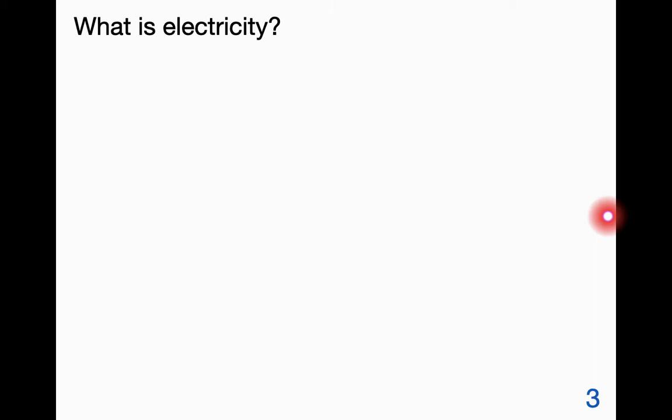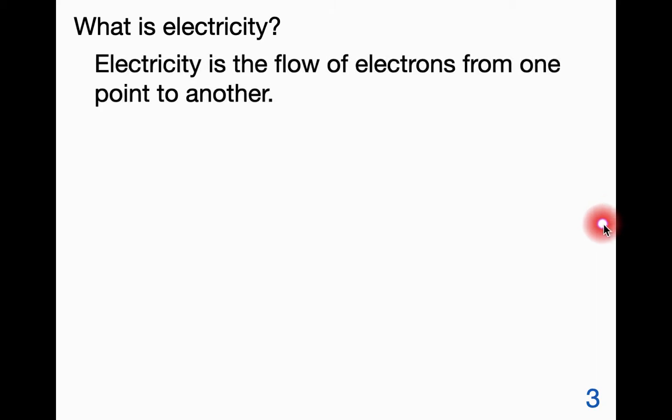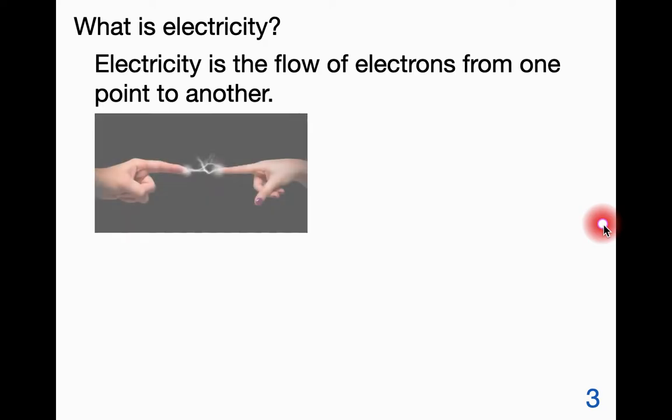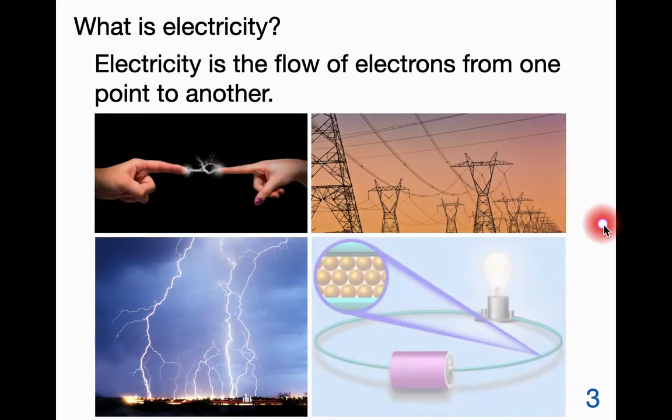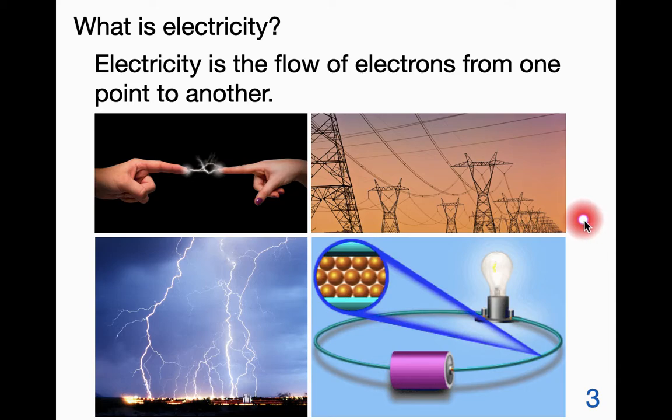What is electricity? Electricity is the flow of electrons from one point to another. Some examples of the transfer of electricity, of electrons from one point to another: when you shock somebody, electrical transformers, lightning, an electrical circuit.